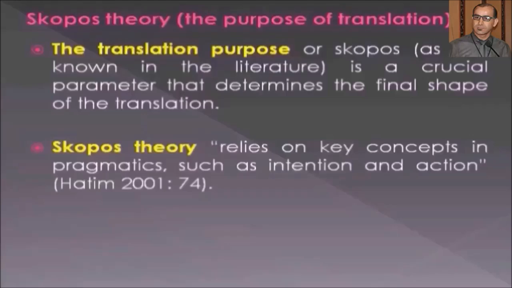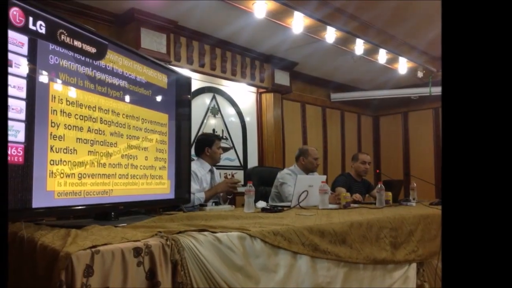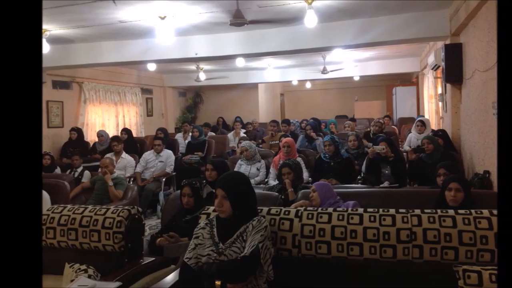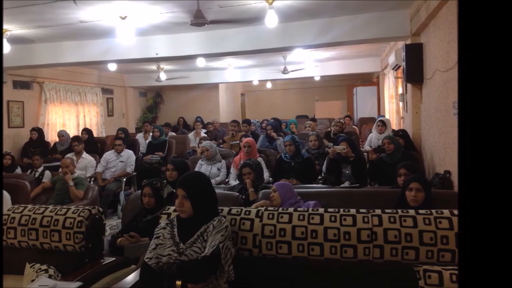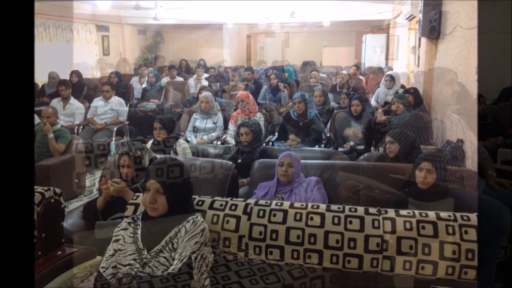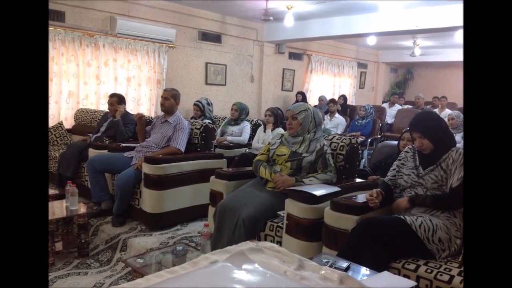Now let's move to Skopos theory, the purpose of translation. The purpose of translation, or Skopos, is a crucial parameter that determines the final shape of the translation. Yes, we agree with them to a certain degree, but there are a number of factors that need to be taken into account by the translator in addition to the purpose of translation. According to the Skopos theory, there are 3 types of purpose. The first one, the general purpose, that is to say the translator's motivation, such as gaining reputation, earning a living, and so on. Why do you translate?